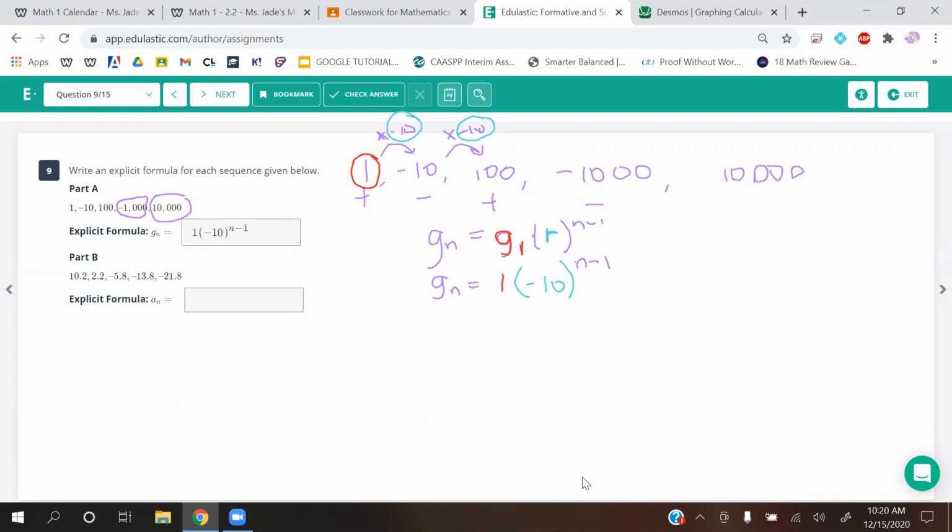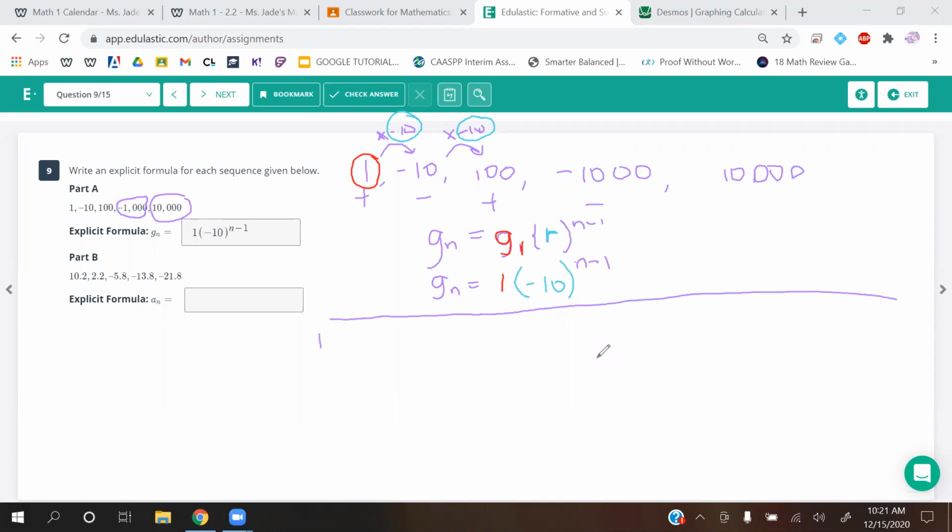Let's do the next one. Annotate. All right. Once again, it looks confusing because there's decimals, but we can figure it out. We got this. So I'm going to rewrite the equation. Yeah, I'll just rewrite it under this line.